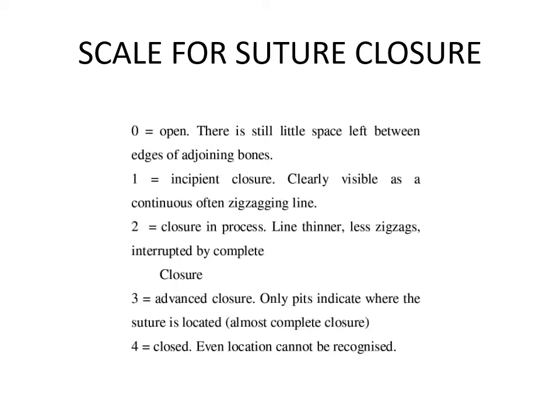So now, in colloquial language, stage 0 means the sutures are open. There is still a little space left between the edges of adjoining bones. In stage 1, incipient closure is there. Clearly visible is a continuous, often zigzagging line, which we will give you in the next slides.